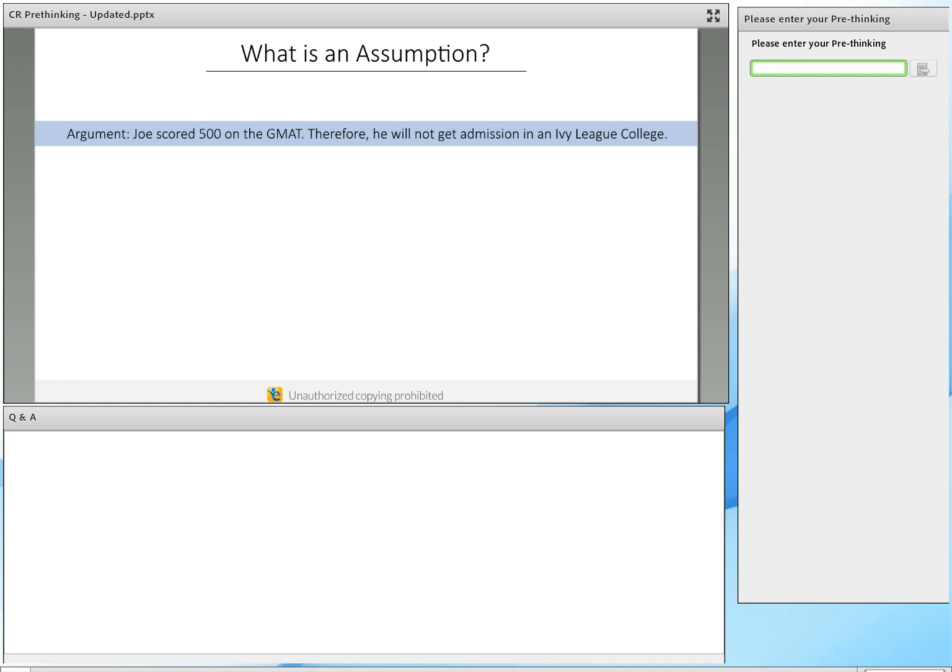I'm not using broadcast results over here, so if you type in the answer and press enter, you probably think that you've not put the answer in, but trust me, the answer does come through, and you're going to see it once I click. And what you have to type in is the assumption that the author makes.